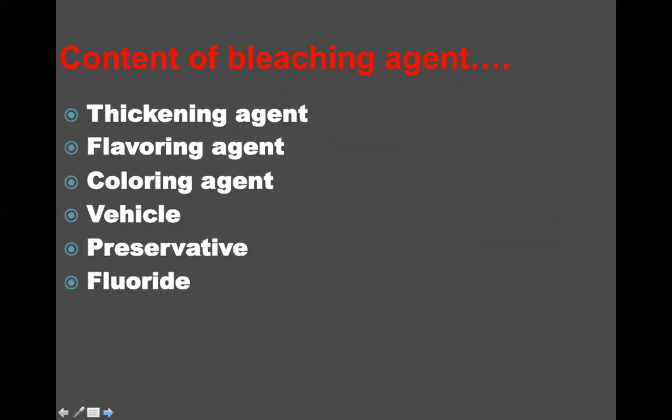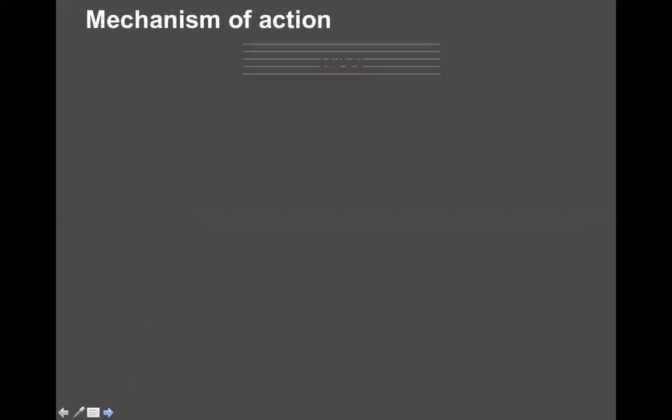There are several commercially available bleaching agents in the market. In addition to hydrogen peroxide, there is a thickening agent, a flavoring agent, a coloring agent, and a preservative, and fluoride is added in order to reduce the postoperative sensitivity. All these agents are added in order to bring about a favorable material that can be applied onto the tooth structure, and it doesn't fall off the tooth when you place it.